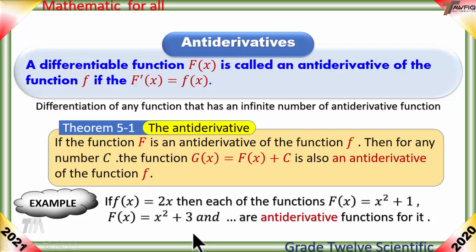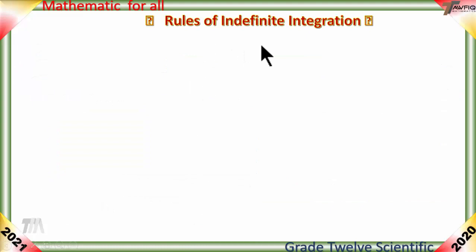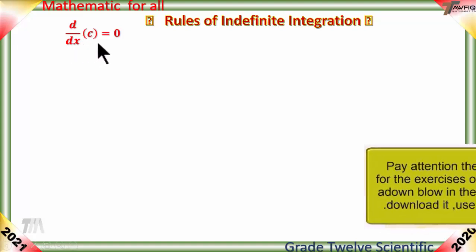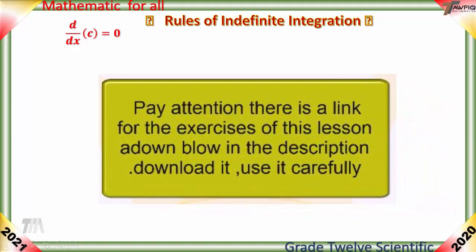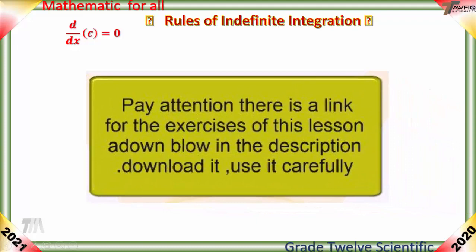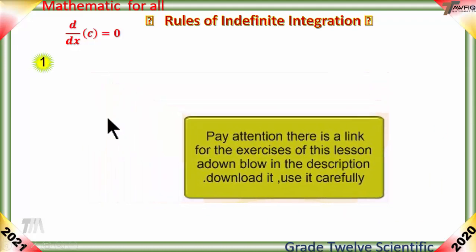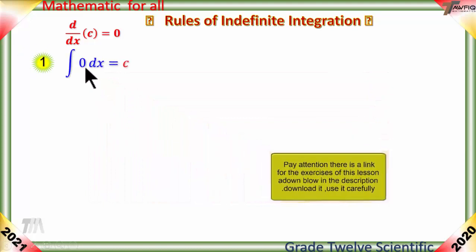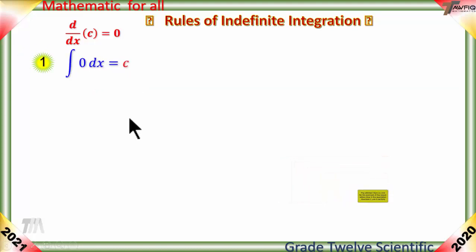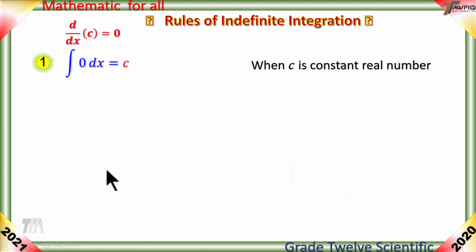Now the rules of indefinite integration. The derivative d c over dx is equal to 0. That means the derivative of any constant is 0. So the integral of 0 dx is equal to c, where c is a constant real number.